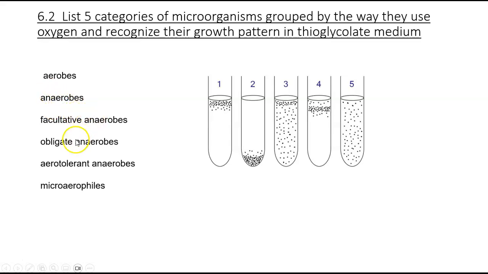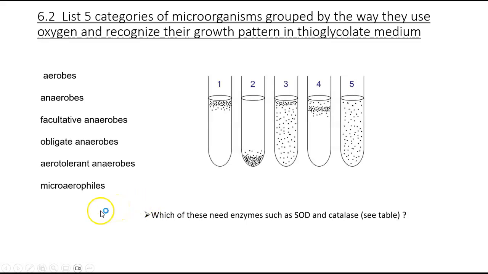Match these 5, cross off anaerobe, we'll just use obligate anaerobe, and see if you can match these 5 with these 5 thioglycolate tubes. It's in your lecture study guide. Which of these need SOD or catalase? There's a table in your study guide asking you which need SOD or catalase. If you're going to grow in these high oxygen environments, you need to have SOD or catalase. So there's only one that doesn't have SOD or catalase. See if you can put all that together. I'm going to stop right here.